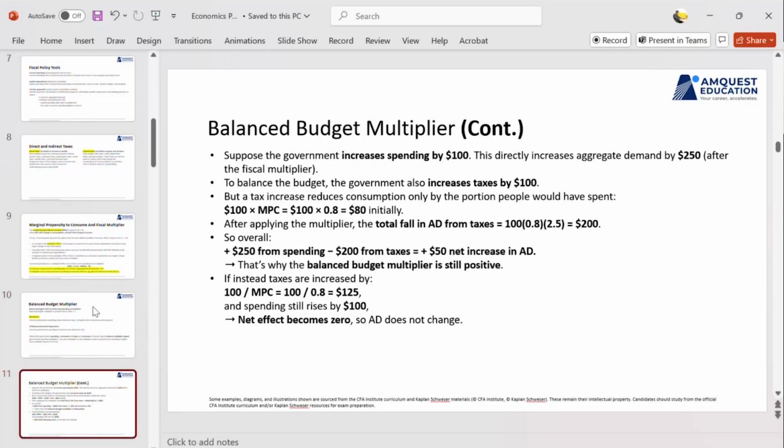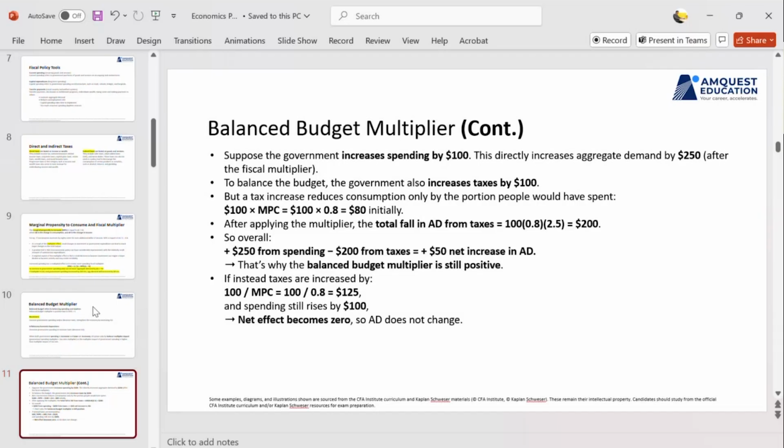Okay, now look at an example for the balanced budget multiplier. Suppose they're saying the government spending has gone up by $100. Let's say the multiplier is 2.5. So that means the spending of $100 goes up, the overall demand goes up by $250. Right? Obviously, because the multiplier is 2.5.